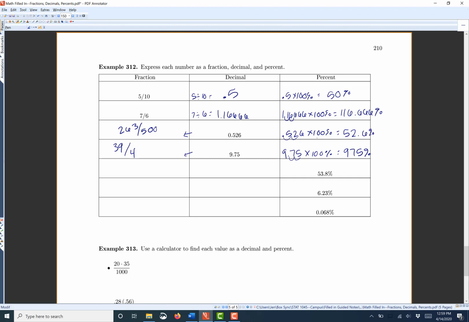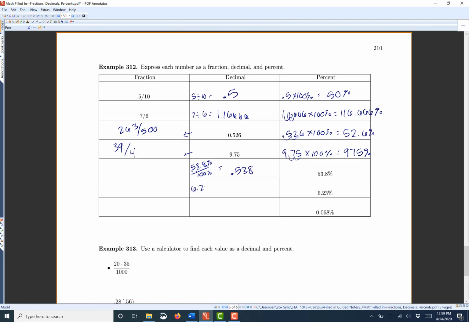Now we're starting all the way as a percent, and we want to go back. So to go from a percent to a decimal, you have to divide by 100. So 53.8 divided by 100%, or you move it 2 places to the left to make it smaller. So this is going to be 0.538.